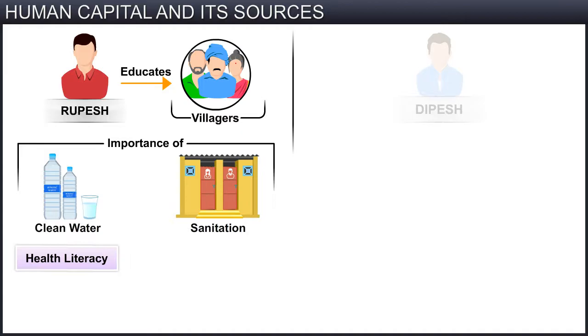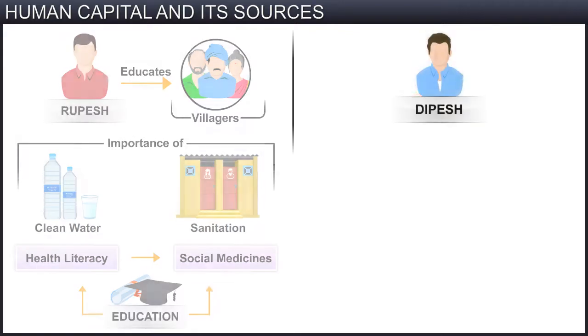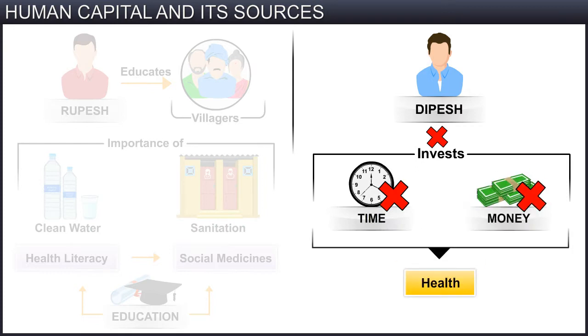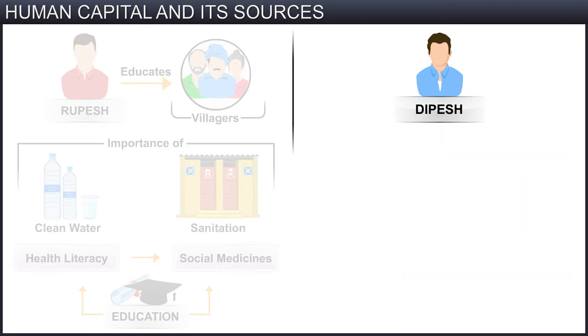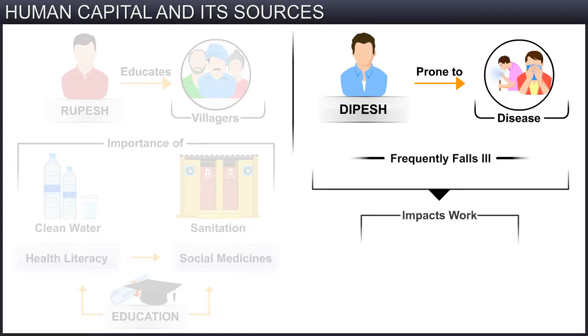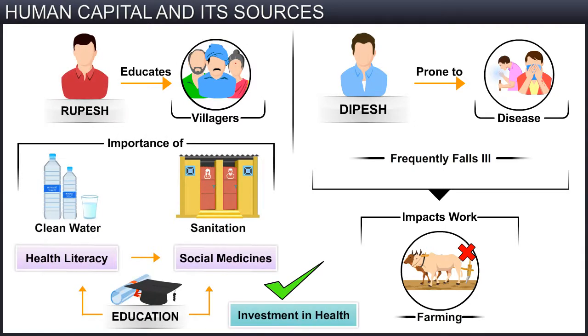Spreading such health literacy in the area comes under social medicines, which in this case are dispersed by Rupesh, owing to his higher education. This is the total opposite of Dipesh, who rarely invests any time or money on health-related aspects. This makes him prone to disease, and he frequently falls ill, which greatly impacts his work as he can't continue farming during sickness. This is why investment in a person's health is important, and another key source of human capital.